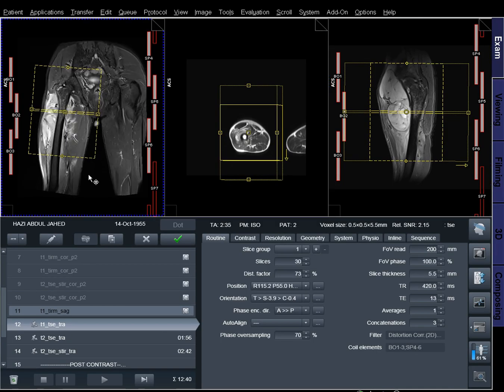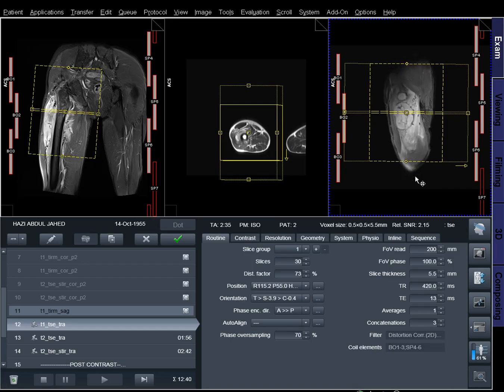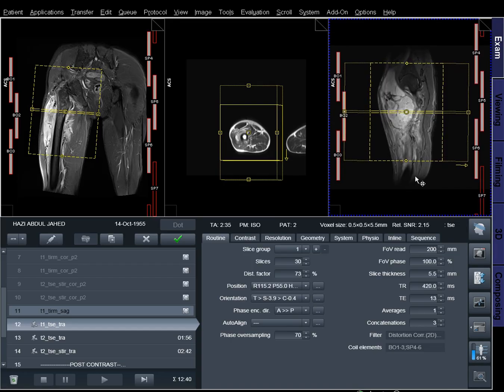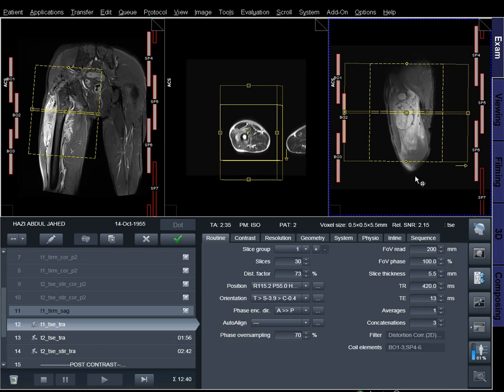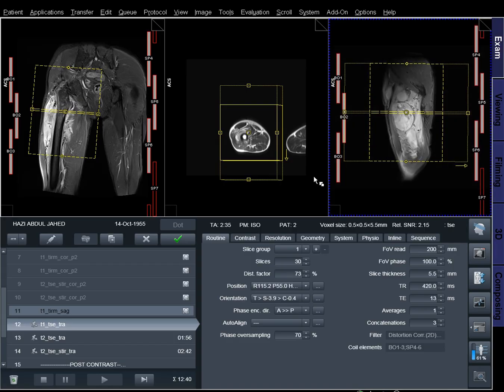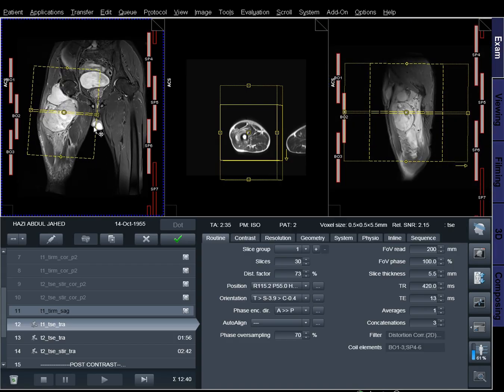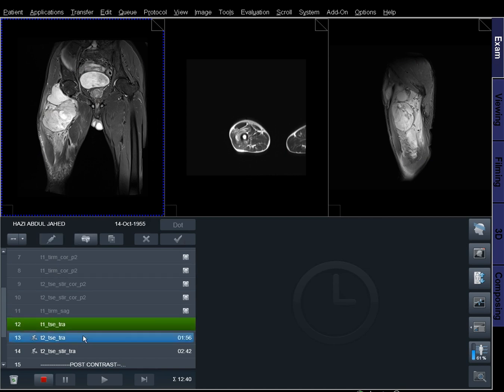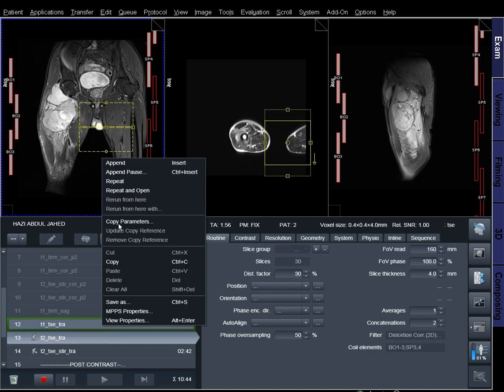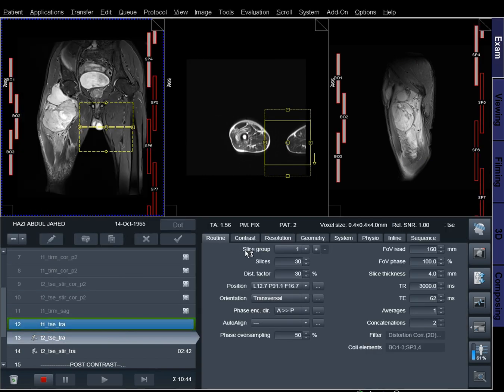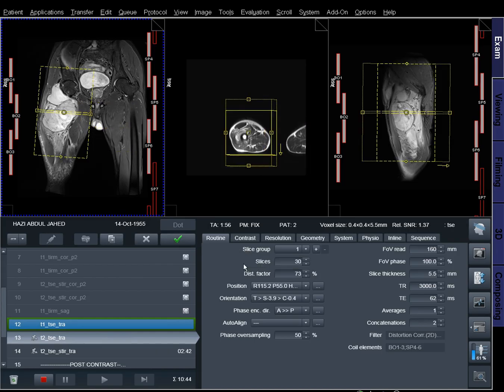T2 STIR axial. Plan the axial slices on the coronal plane and angle the positioning block parallel to the right and left hip joints. Check the positioning block in the other two planes. An appropriate angle must be given in the sagittal plane, perpendicular to the femoral shaft.